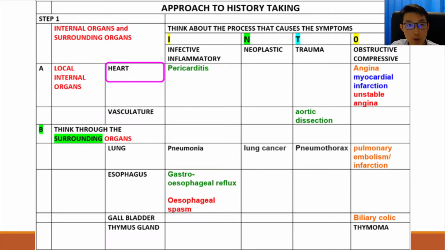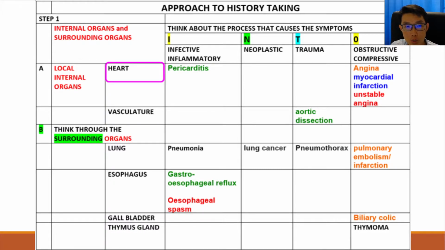So this is my approach to history taking when a person presents with chest pain. Essentially, step one is to think about the internal organ and surrounding organs first. This is because any pathology in the internal organ can be life-threatening. Obviously, most people, the first thing they think about is the heart.